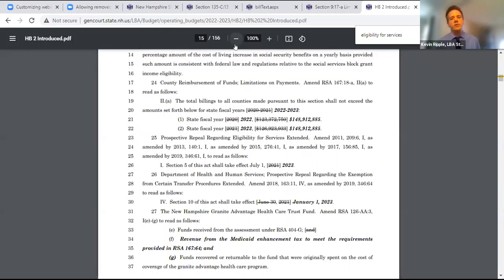Section 24 is the cap on county payments for long-term care services. This amount is changed each year in the trailer bill. As you can see on line 22 here, the current fiscal year 21 cap on county payments is $126.9 million. That would go up to $148.9 million in fiscal 22 under the governor's proposed budget.